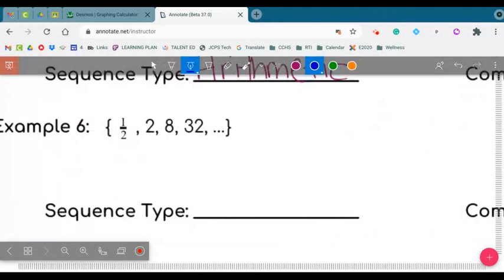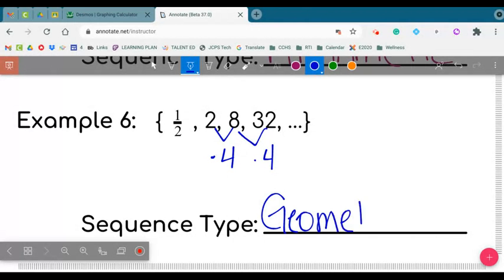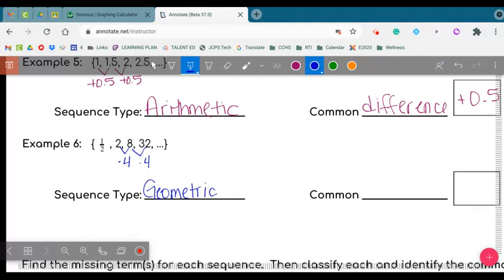On example 6, I go from 1/2 to 2 to 8 to 32. So 1/2 to 2 is kind of hard to figure out, but we know from 2 to 8, and then from 8 to 32, you're going up by a different amount. So you have to be multiplying, and you are multiplying by 4. So since you're multiplying, this is geometric. With geometric, we always have a common ratio. Our common ratio on this is 4.